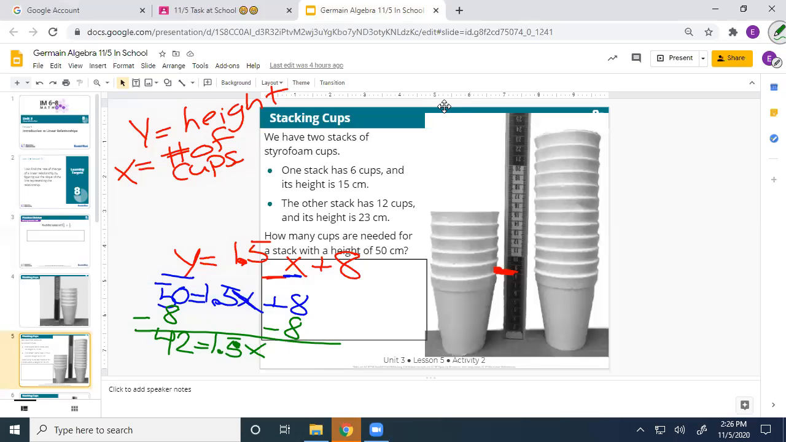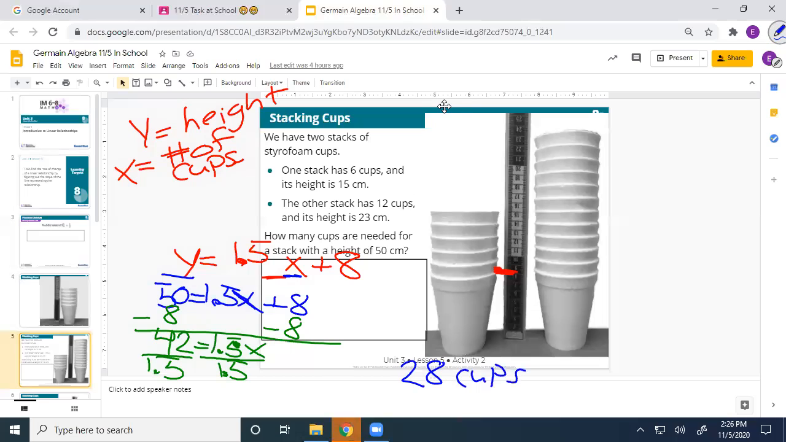Division, right? And then when you go into your calculator, you divide by 1.5, and how many cups is it going to be? Go ahead, Dylan. 28. 28 cups. See, this always happens. 28 cups.